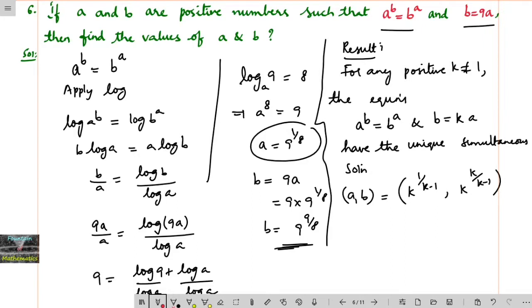This is the one result we can note. And here, what is k in the given question? 9. So we can write directly 9 to the power of 1 by 9 minus 1, which is 8. We'll be getting 9 divided by 8. It's quite easy, right? Just remember only this: a power b is equal to b power a, and b is equal to some k into a, or b by a is equal to some constant, and then we can use this formula. Okay, please do remember. Next question.